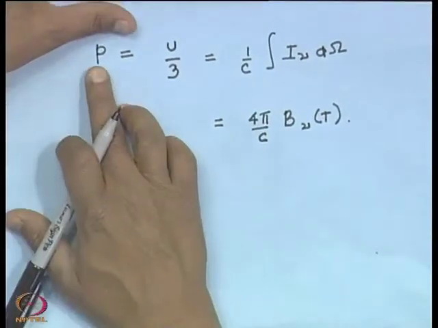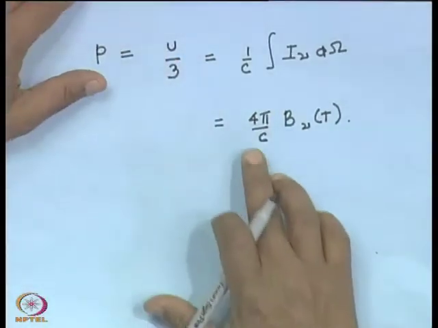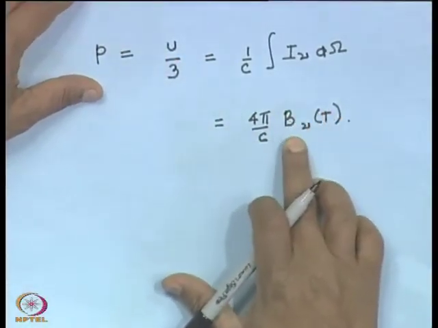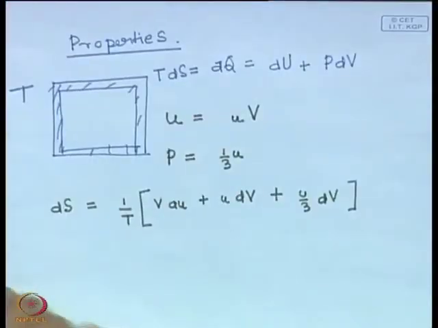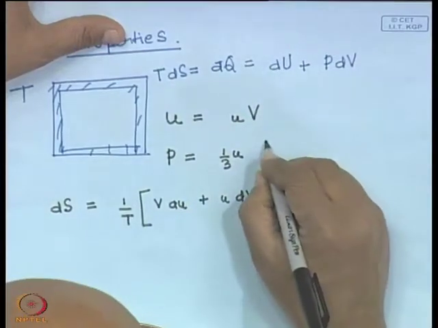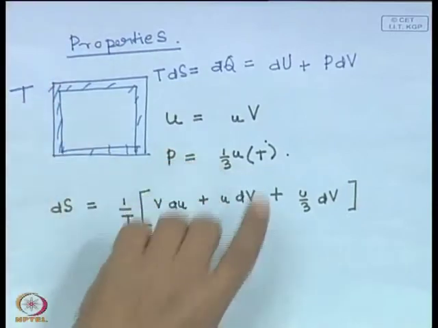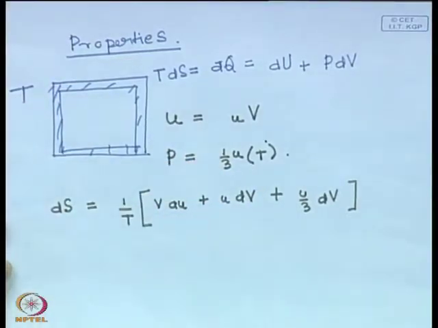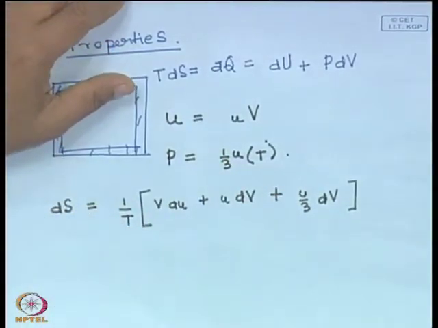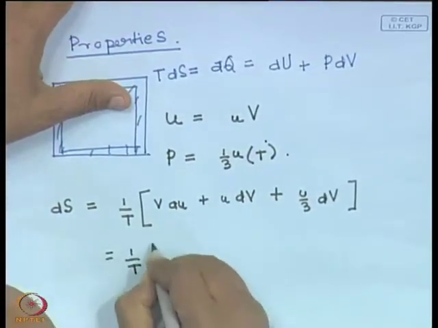So, what we see is that the pressure and the energy density of this black body radiation both depend only on the temperature. The internal energy density u is just a function of temperature alone. The pressure too is just a function of temperature alone. All of these things depend only on the temperature. So, from this we can write this as 1 by T.